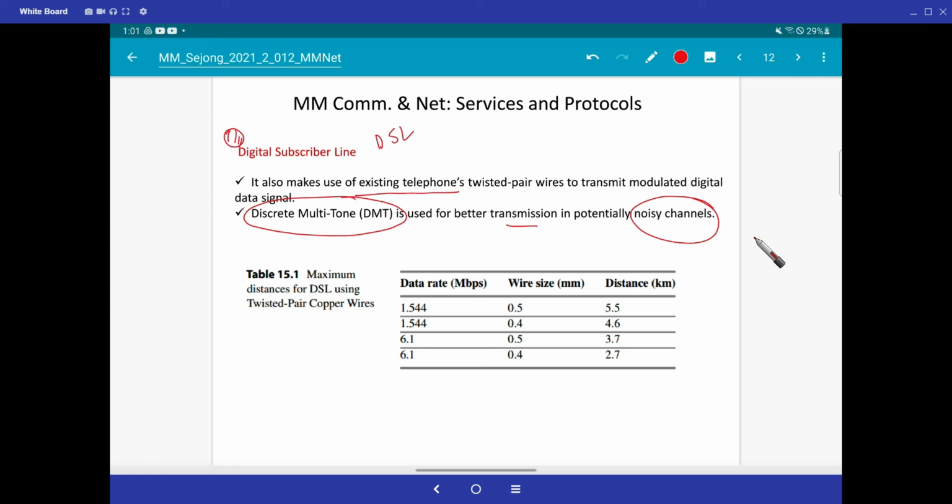higher data rates. For example, DSL uses the telephone network's twisted pair copper wire, right? So the data rate is 1.544 Mbps, maybe with a wire size of 0.5, and the distance covered was up to 5 kilometers. But if it is a high data rate, 6 Mbps, then the distance definitely becomes less.